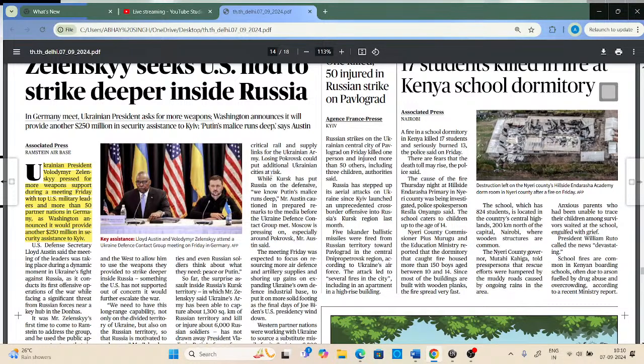Now, the President of Ukraine, Mr. Volodymyr Zelensky, is continuously pressing the United States of America that it should provide more and more relief to Ukraine so that it can suppress and dig deeper inside Russia. Now, the recent financial aid which is demanded by Kyiv was $250 million.